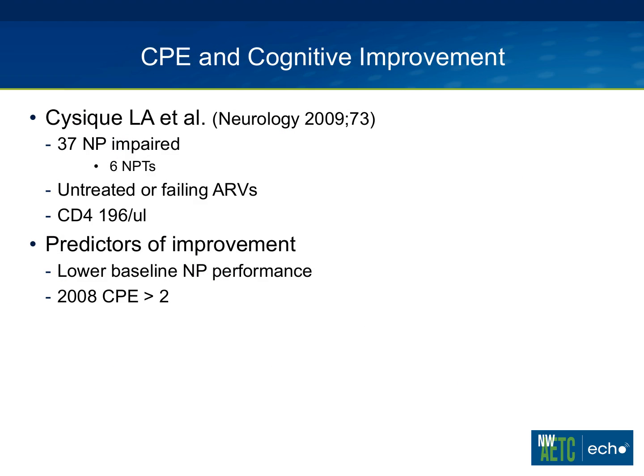So I'm going to show you 2 studies. This first study shows you that higher CPE improves cognition. It's a study by Lucette Cysique, who's now back in Australia, of 37 neurocognitively impaired individuals based on a 6-test battery. They were untreated or failing their antiretrovirals. Their mean CD4 was around 200. And she found that people who had a lower baseline neuropsych performance improved more. The thinking was just that they had more room to improve. And when their CPE was above 2 using the old system, they were more likely to improve.